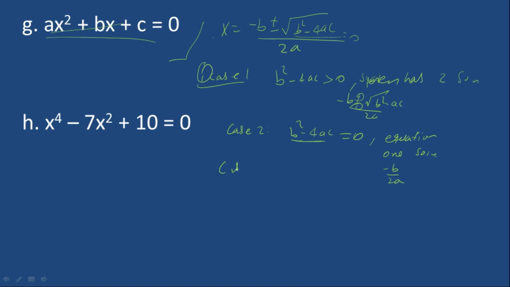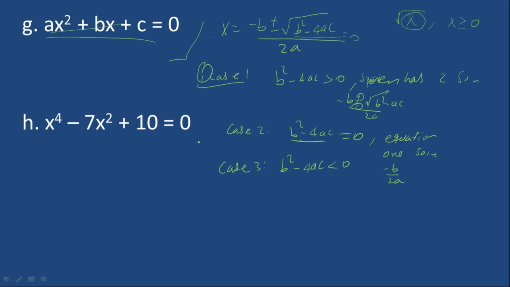Case 3: what will happen if b squared minus 4ac is less than 0? Inside a radical, from your previous lesson, if we say the square root of x, this x should be greater than or equal to 0, which means the number inside the radical must be a positive real number or just 0. It can never be negative. So if b squared minus 4ac is less than 0, meaning it becomes negative, the equation has no solution. Totally, there is no solution.